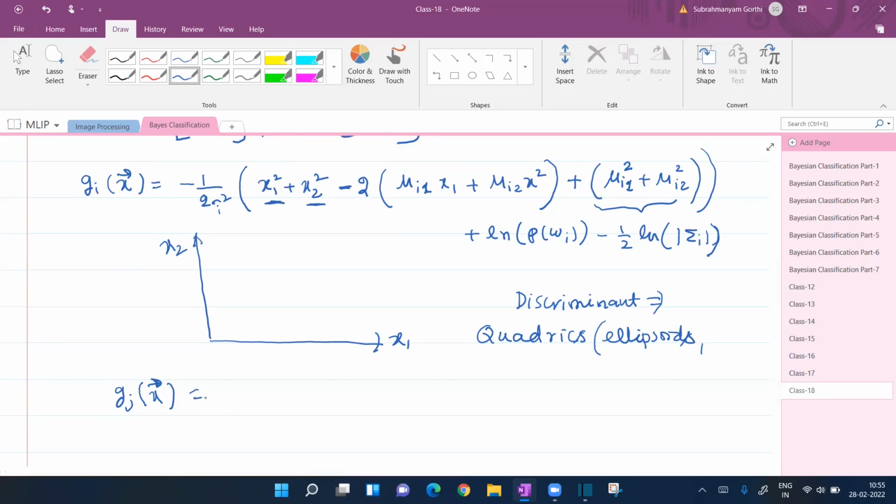Now, I want this to be a plane. I don't want a quadratic nature there. So can you tell me what I should do with respect to this? What should be the characteristics of my covariance matrix sigma I and sigma j? Further, what should be the further assumptions I should make such that my decision plane, which is nothing but gi of x bar minus gj of x bar, will be a plane or a hyperplane, not a quadratic nature?